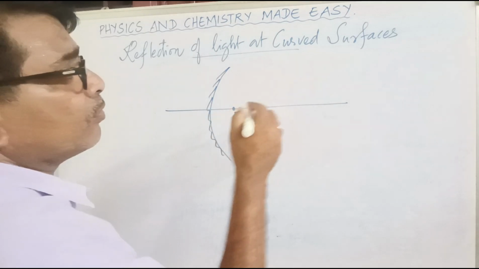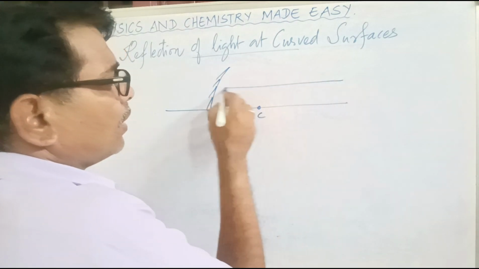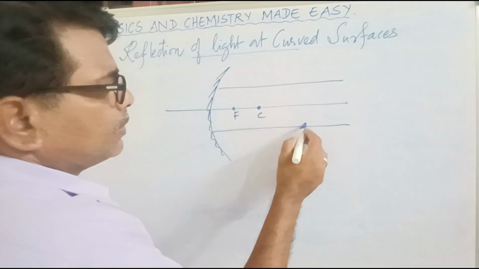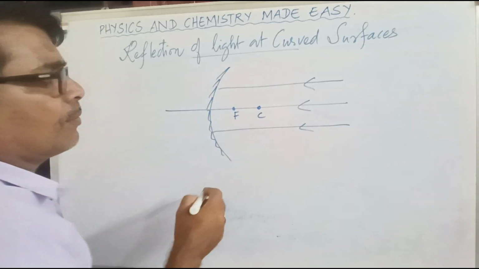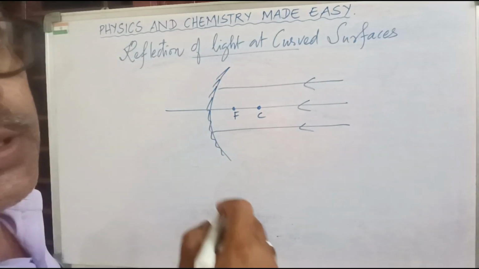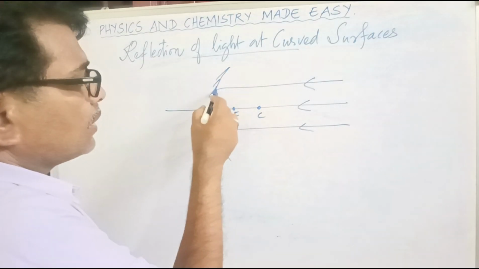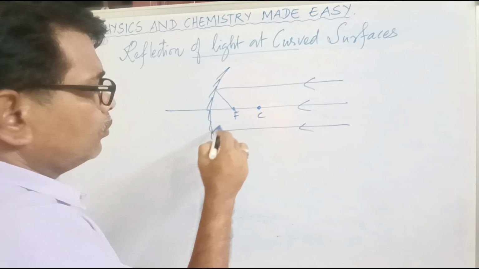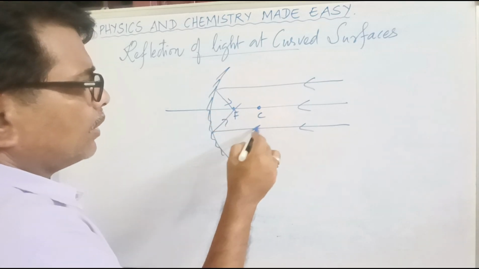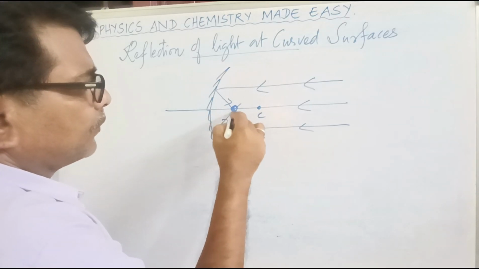The first case I told you is the object at infinity. Object at infinity means we have to draw parallel lines. What happens when the object is at infinity? All these lines get converged at the focal point. So you get an image here only, at the focal point.